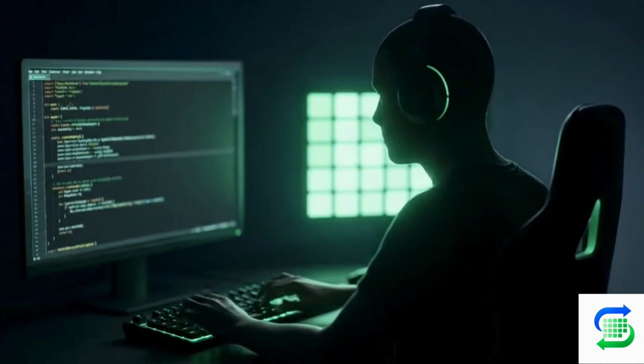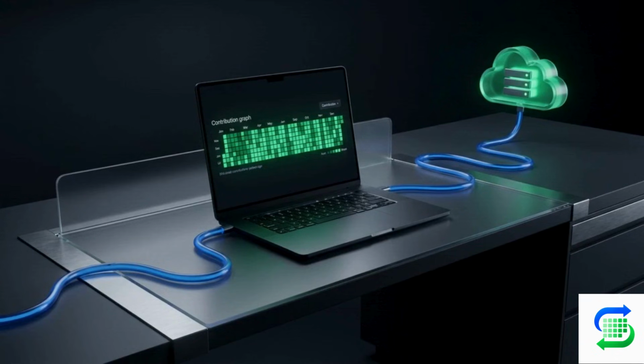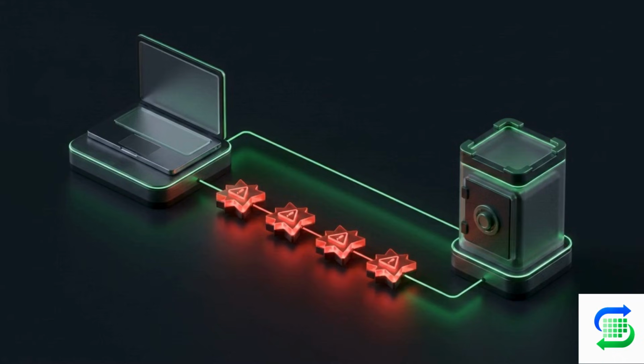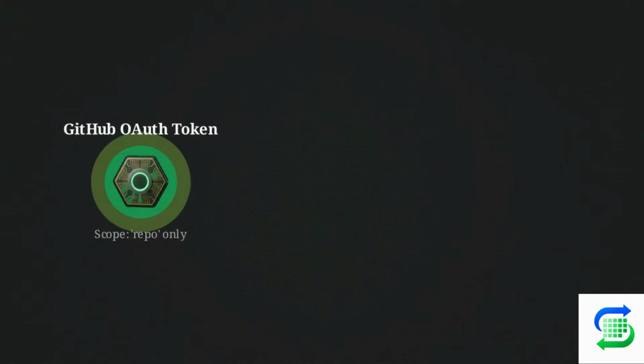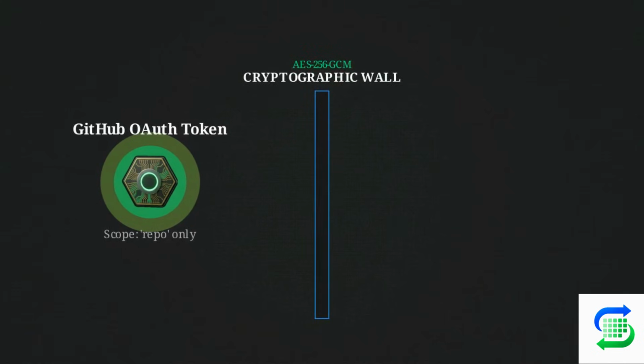Granting an external service the ability to push code on your behalf creates a technical challenge. A compromised connection exposes your repository to malicious injections. The system operates on a minimum viable permission model. When authenticating via GitHub OAuth, the access scope is restricted to the repo permission. The moment that token reaches the backend, it hits a cryptographic wall.